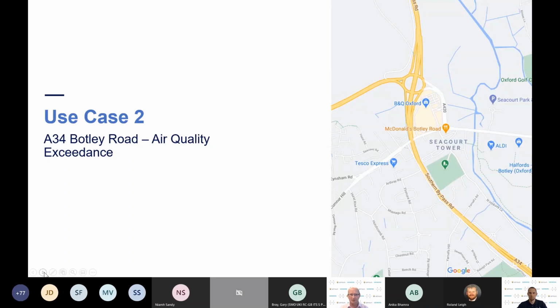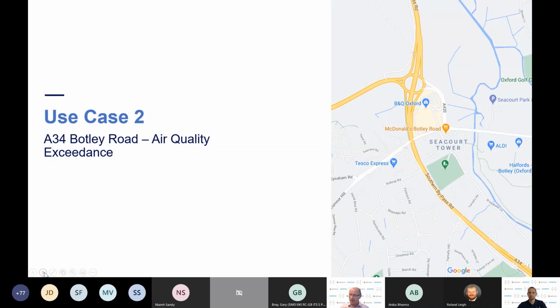I'm just going to go to the second use case that we're going to feature, which is the A34 Botley Road. And this one was specific because just where you see the Tesco's Express to the right-hand side, that is the air quality management area that regularly exceeds the annual legal limits.